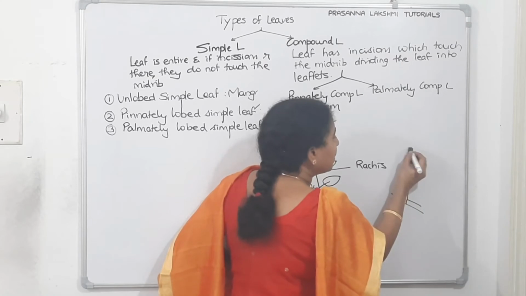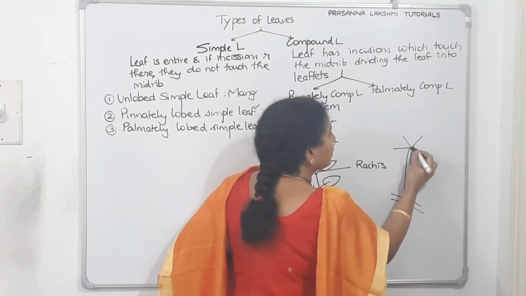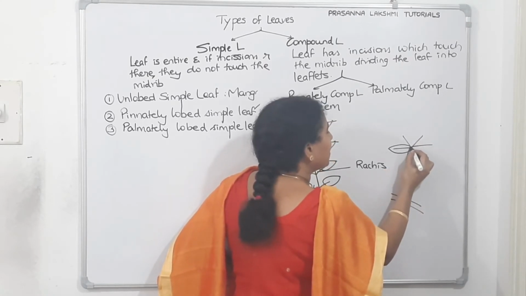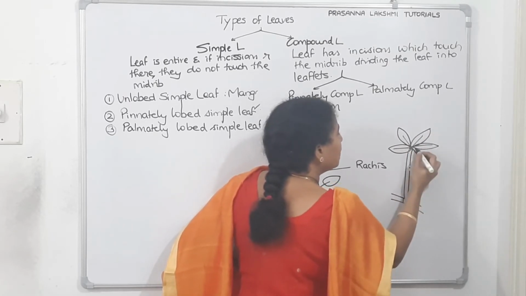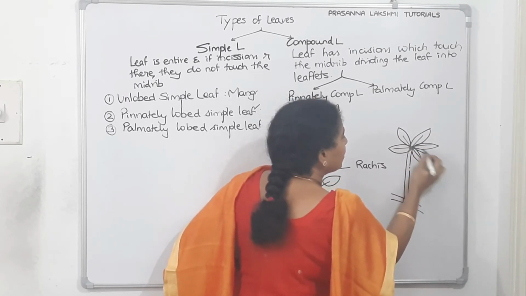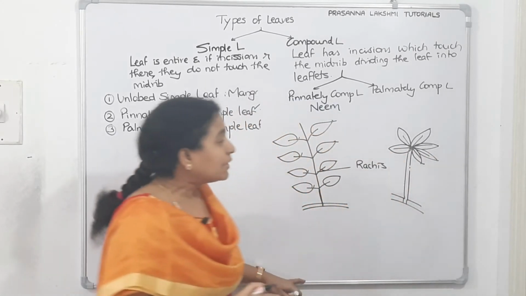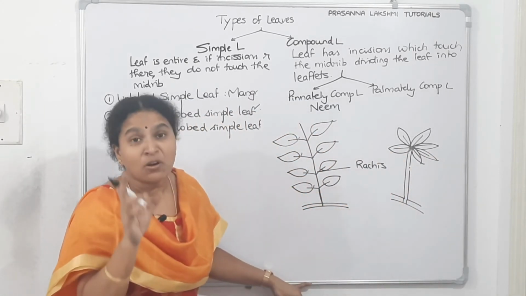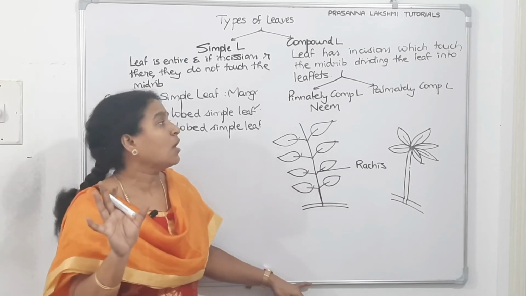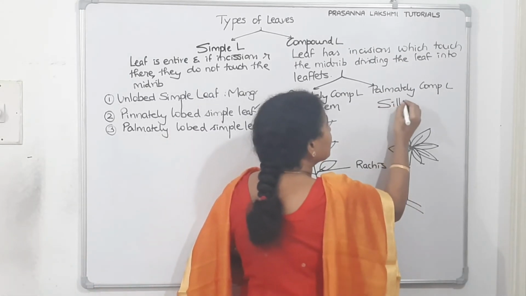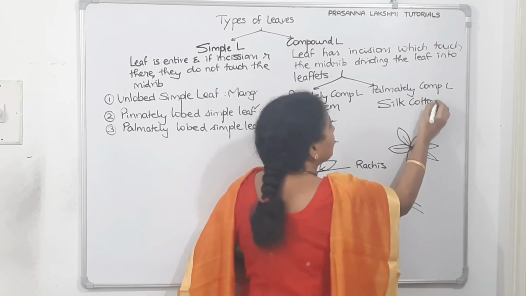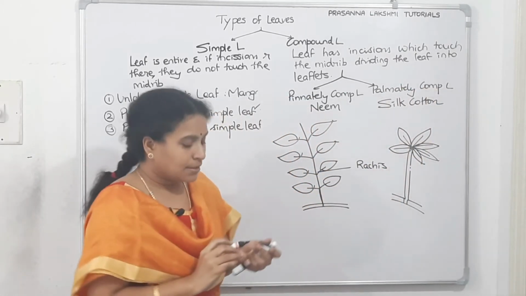So, at the tip of the petiole itself, leaflets. Here is one leaflet, another leaflet, another leaflet, another leaflet, another leaflet, another leaflet. So, leaflets are arranged at the tip of the petiole and rachis is absent. That is called palmately compound leaf. Example for palmately compound leaf is silk cotton. Understood?